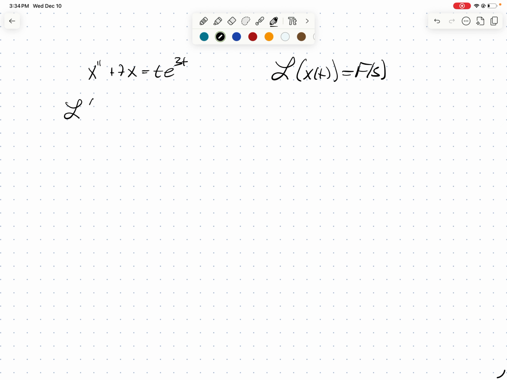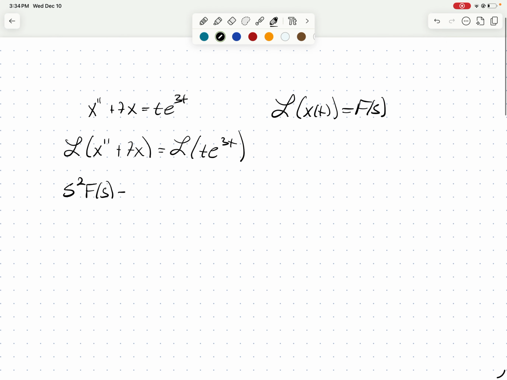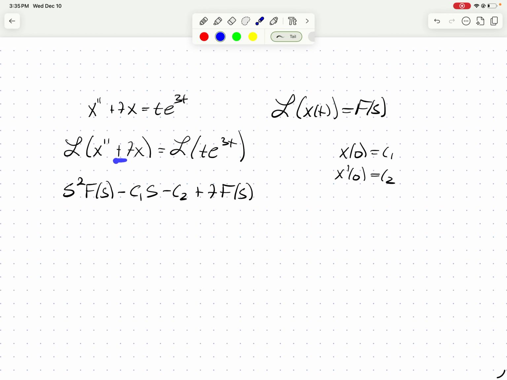So taking the Laplace of the left, let's just write it out here. We get the Laplace of this guy. So that means I'm going to have an s squared F of s. Now, I don't have any initial conditions, so I'm going to let x of 0 be c1 and x prime of 0 be c2. That gives me a c1 s minus c2, plus 7 Laplace of x is F of s there. So I'm using linearity there to break this thing up. This plus is showing up right there using the linearity of the Laplace transformation.